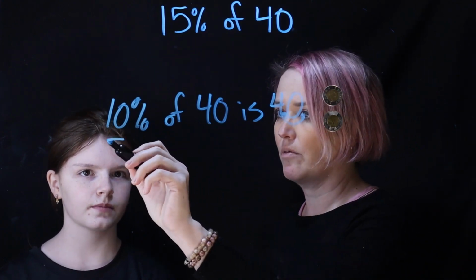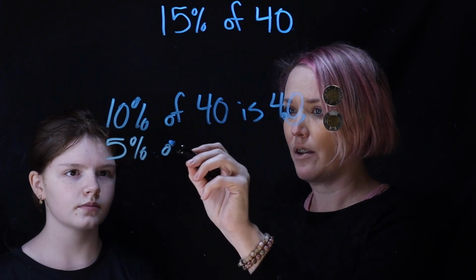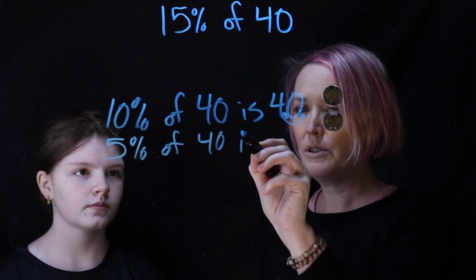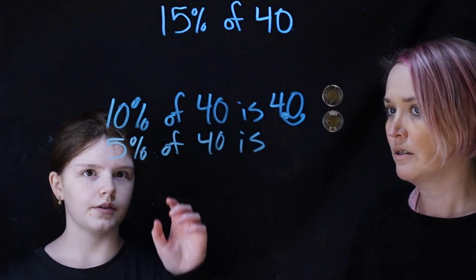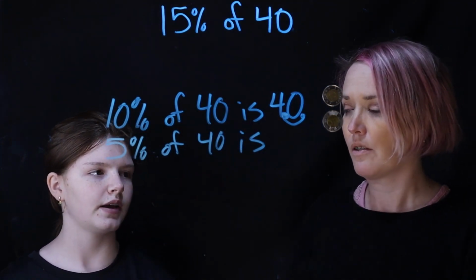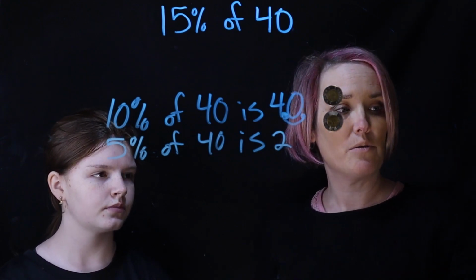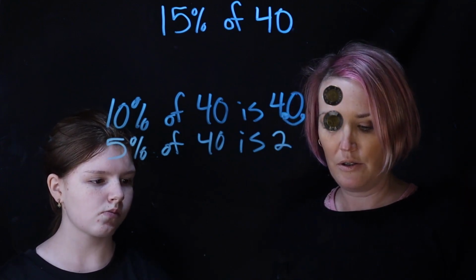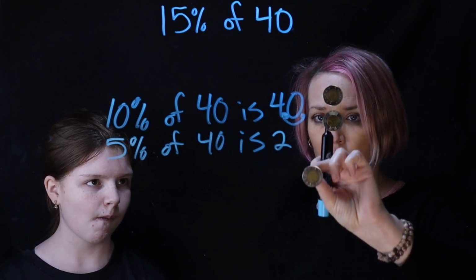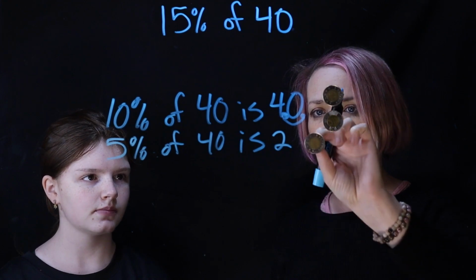Okay, now you said that you split the 15 into 10 and 5. So what's 5% of 40? We know that if 10% of 40 is 4, then 5% will be 2 because it's half. Okay, so 2. And I'm just going to pull out a toonie. Here we go. That one. And so half of 4 is just 2.